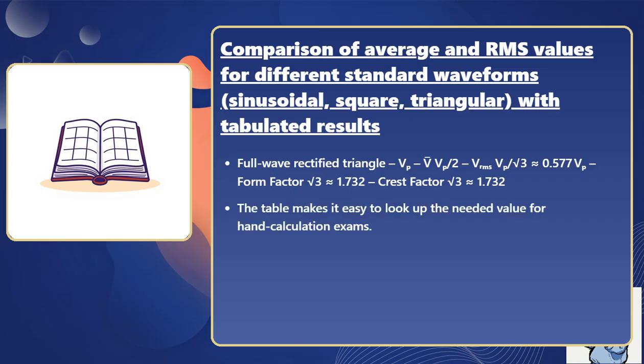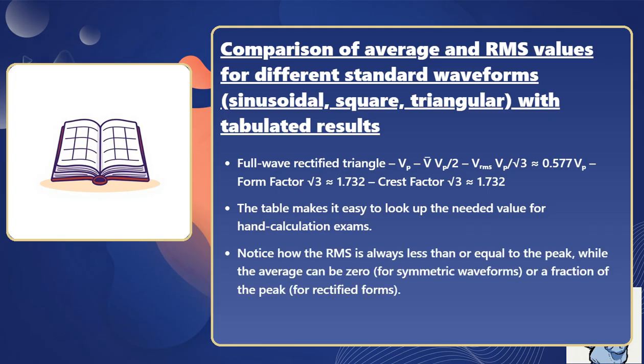The table makes it easy to look up the needed value for hand calculation exams. Notice how the RMS is always less than or equal to the peak, while the average can be 0 for symmetric waveforms or a fraction of the peak for rectified forms.